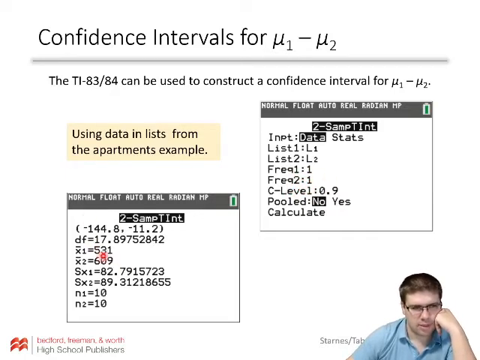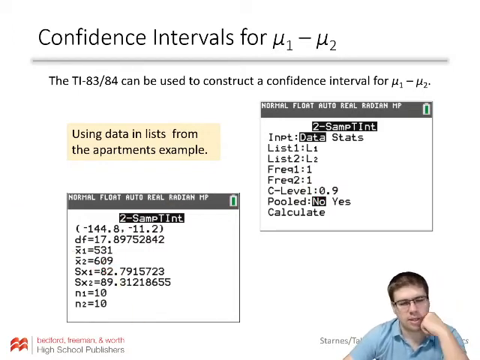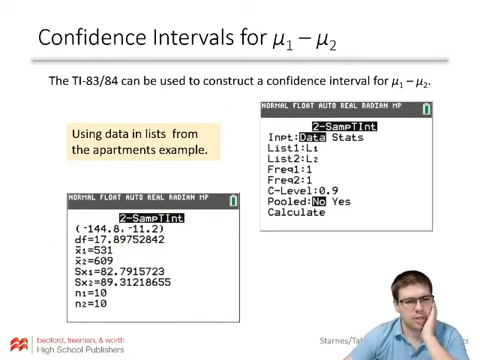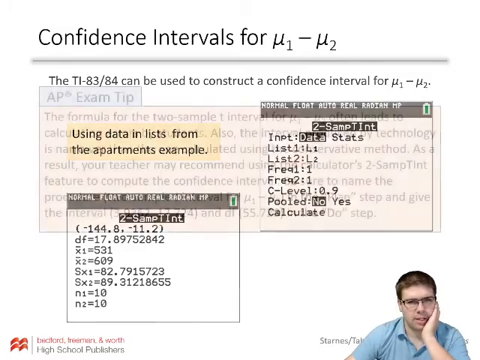And then same thing, it'll produce all the X bars and SXs and Ns and so on and the degrees of freedom, which is nice. It uses that accurate one. And I'll tend to use that accurate degrees of freedom. I won't use the conservative one because I prefer to use the calculator to do all that work for me, because I don't want to type that big formula in by hand.